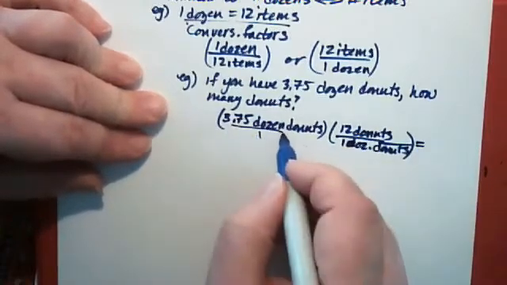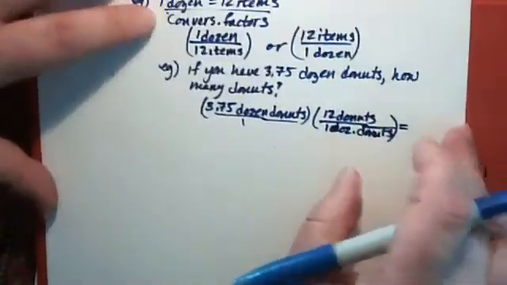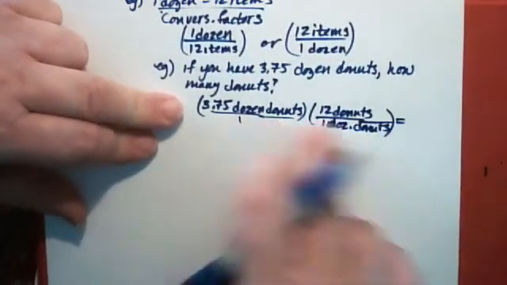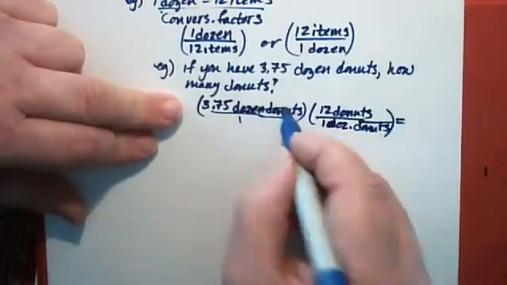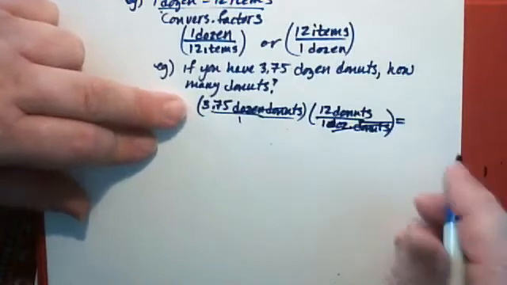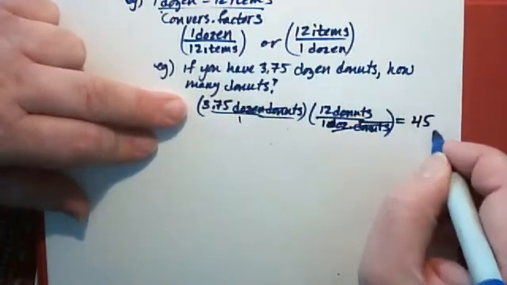And you'll notice that dozen donuts by itself is equivalent to being in the numerator. And so dozen donuts on top here will cancel with dozen donuts on the bottom there, and you end up with 3.75 times 12. And that comes out to be 45 donuts.